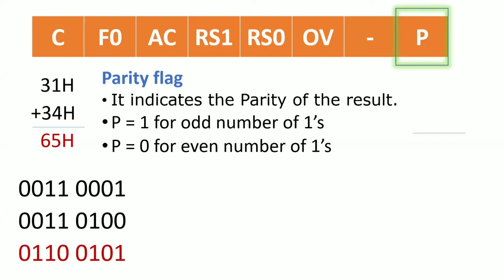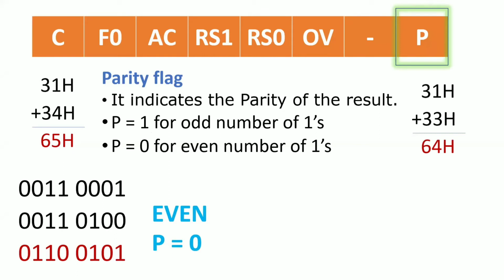Now perform the addition operation, you will get the result. Now see, the result consists of an even number of ones. So whenever there is an even number of ones, that means the parity flag is 0. That is even parity, that is 0. Okay. Now we will take another example, that is 31H and 33H.